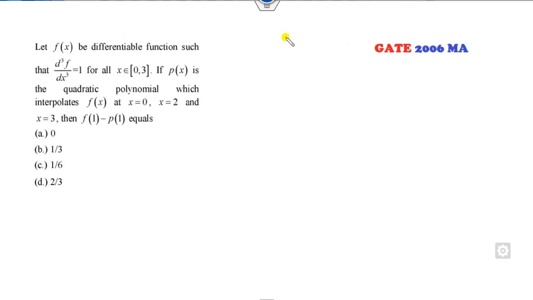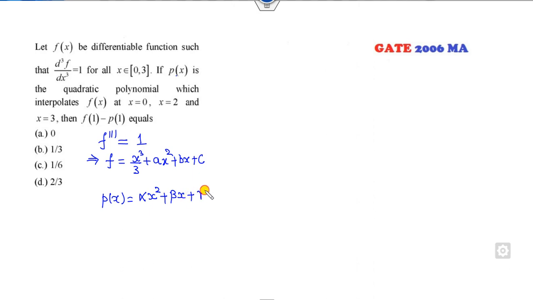Okay, now look at this another one. F of x is a polynomial whose third derivative is 1. P of x is a quadratic polynomial, interpolating the polynomial at these points. So can you find the value of f of x from this case? If you integrate 3 times, it will be x cube over 3 plus ax square plus bx plus c. And P is quadratic, so I can write it as alpha x square plus beta x plus gamma.